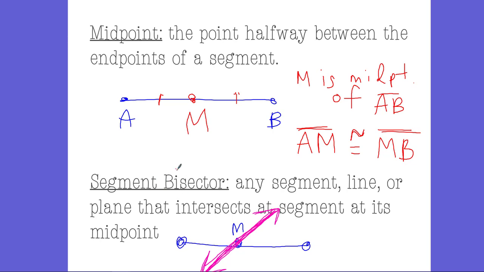Bisect, if you think bi means two, sect sort of like pieces. So if you're bisecting something, this is a huge vocab word, bisector. Keep this in your back pocket. Your segment bisector is cutting your segment into two congruent pieces. Go ahead and pause your video and update midpoint and segment bisector in your glossary section of your notebook.